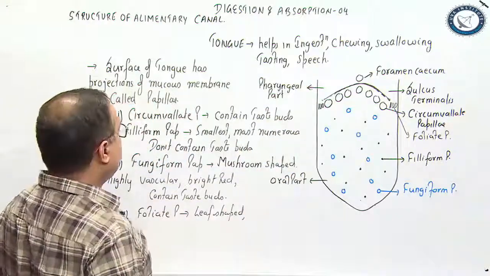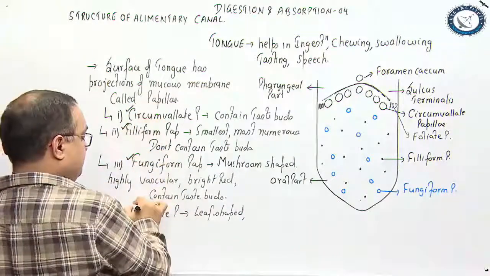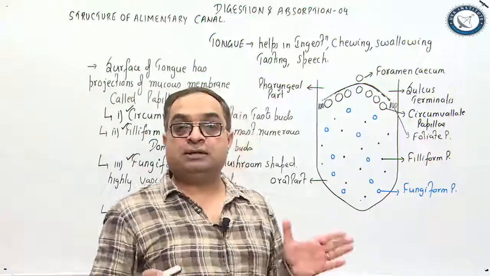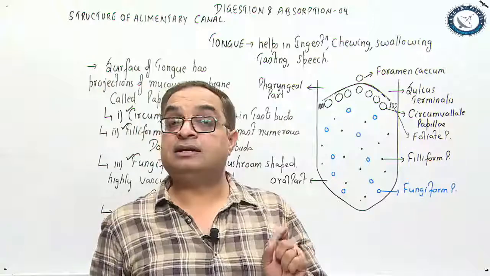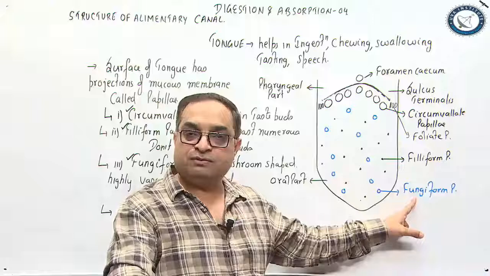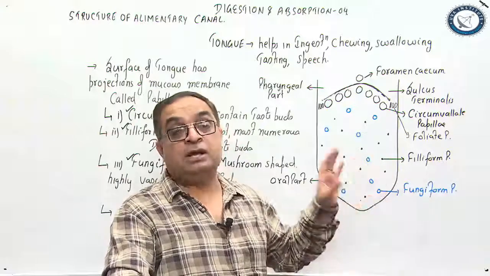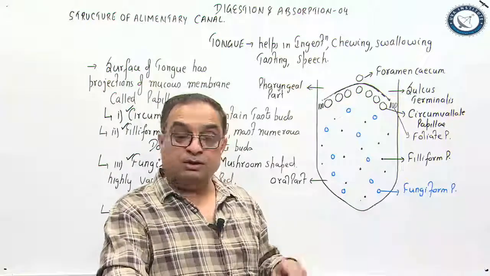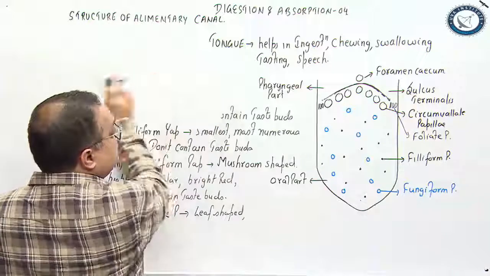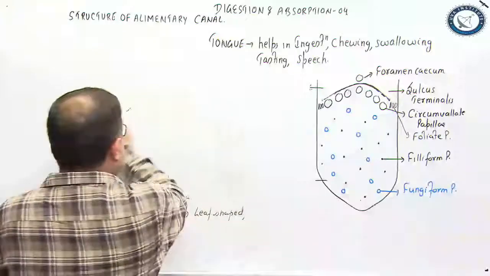So that was the structure of tongue, and these are the different types of papillae: circumvallate, filiform, fungiform, and foliate. What kind of questions can be asked? Which are the most abundant taste bud containing papillae? That is fungiform. And simply, which are the most abundant papillae? Then it is filiform. Which papillae provide rough surface to tongue? Filiform. Now, as I said that papillae contain taste buds, let's see the structure of a taste bud.